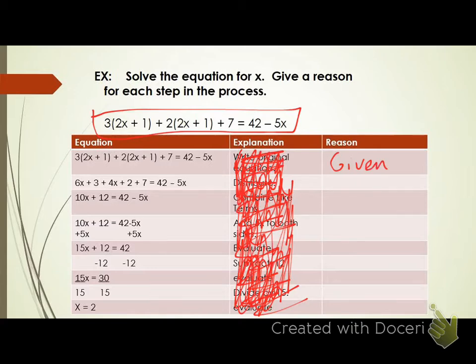So we'll write "given" as the reason for why we put that in the first box. And as a matter of fact, that's what we'll always do for proofs. We'll always start with the given information. So this equation was given.